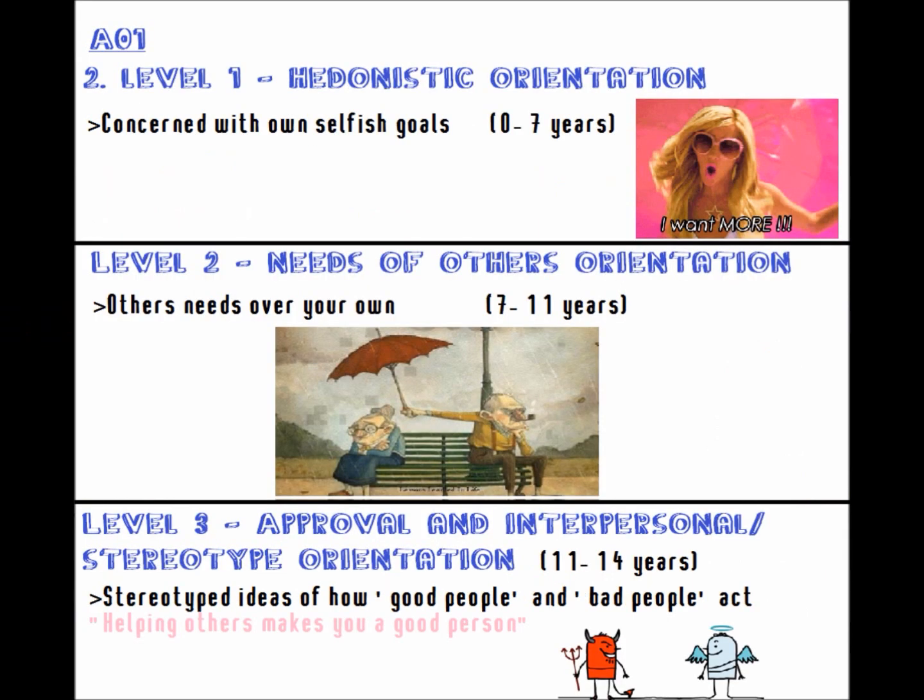Level 1. Hedonistic orientation. The child is concerned with their own selfish goals from 0 to 7 years. Level 2. Needs of others orientation. From 7 to 11 years, others' needs are placed over your own. Level 3. Approval and interpersonal/stereotype orientation from 11 to 14 years. Children have stereotyped ideas of how good people and bad people should act. For example, helping others makes you a good person.